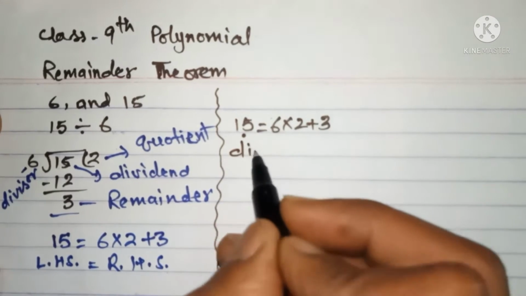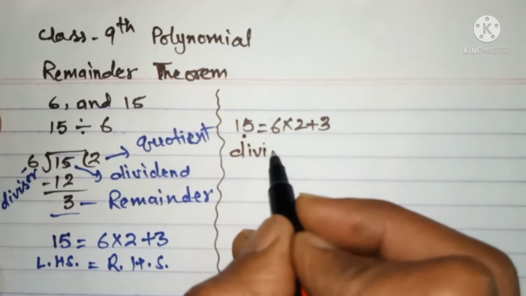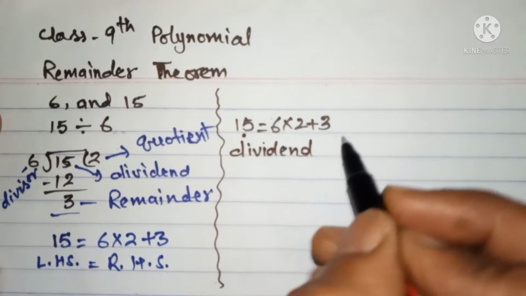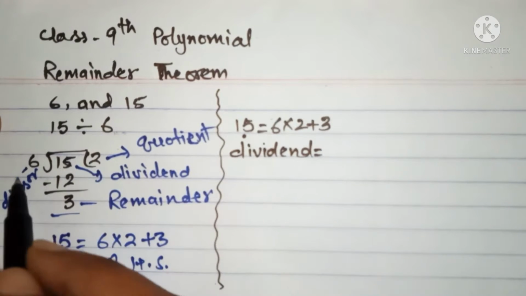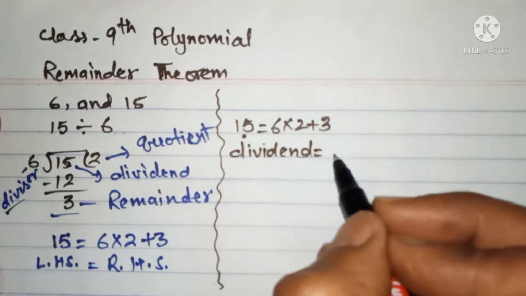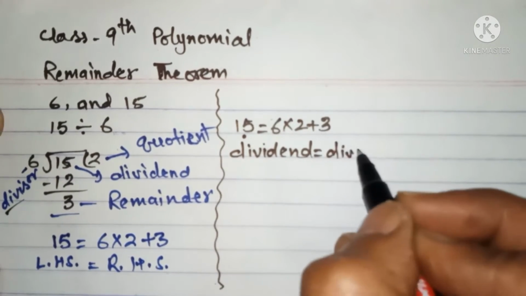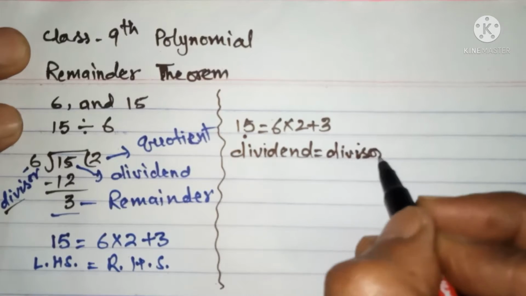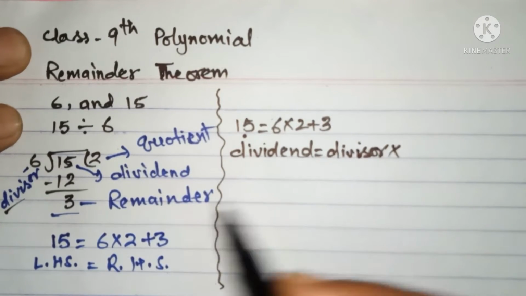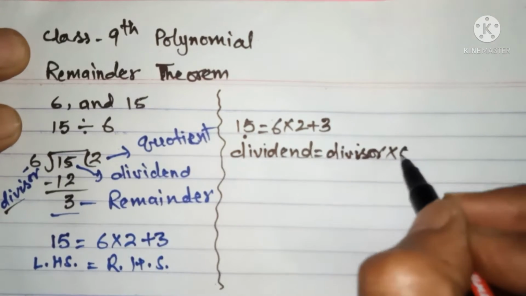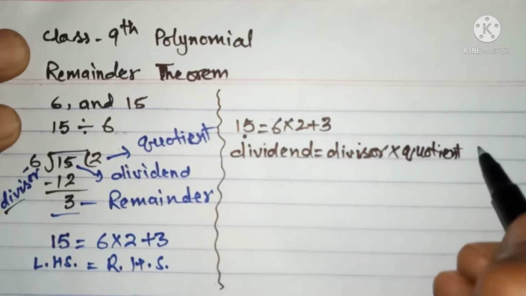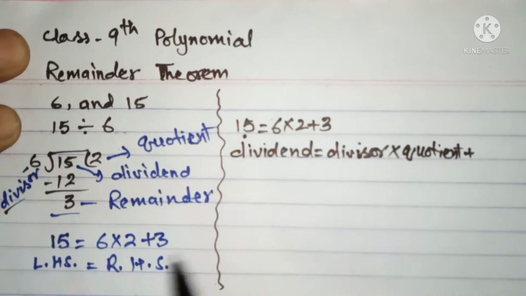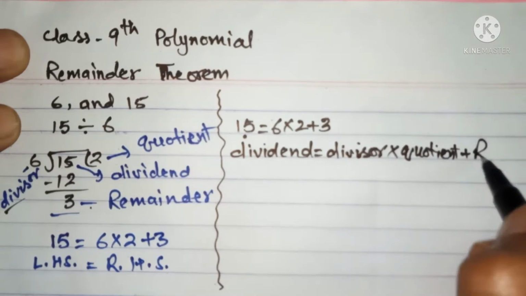We can write it again as dividend is equal to 6 here as divisor into 2 as quotient plus 3 as remainder.